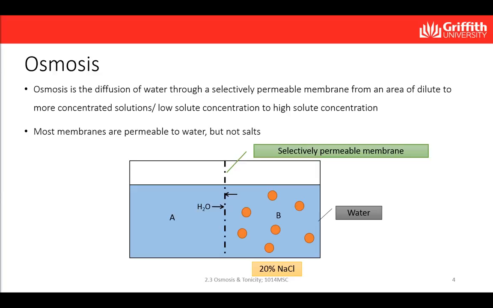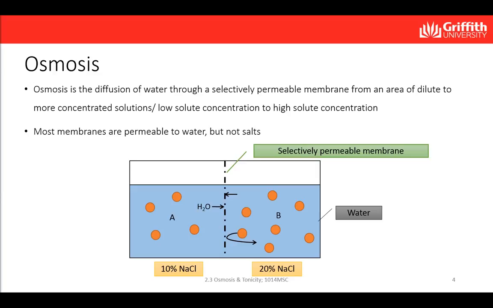Now let's assume that we make the water in compartment B a 20% sodium chloride solution, and the water in compartment A a 10% sodium chloride solution. Because there are a greater number of sodium and chloride ions in compartment B, these ions will try to diffuse into compartment A. However, because the membrane is not permeable to sodium chloride, it wouldn't allow the ions to pass through.